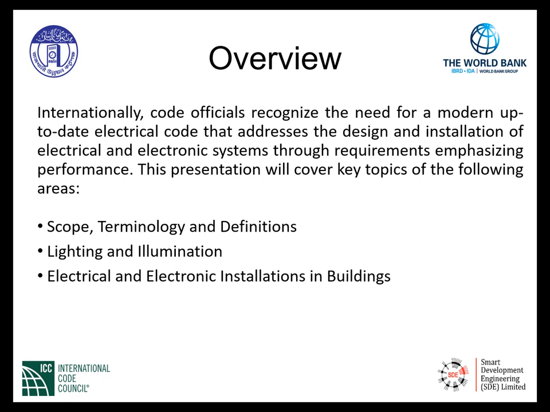We will discuss scope, which is the intended use of this particular code, whether you are supposed to be in the code with respect to the application or proposed electrical system. The terminology and definitions are important because classification and proper terminology of our electrical and electronic systems is essential for participants to understand to utilize this code. We will also discuss lighting and illumination. Lighting and illumination values are given in the code to provide a minimum illumination level for different areas within our buildings. Finally, electrical and electronic installations within buildings will be covered as well.